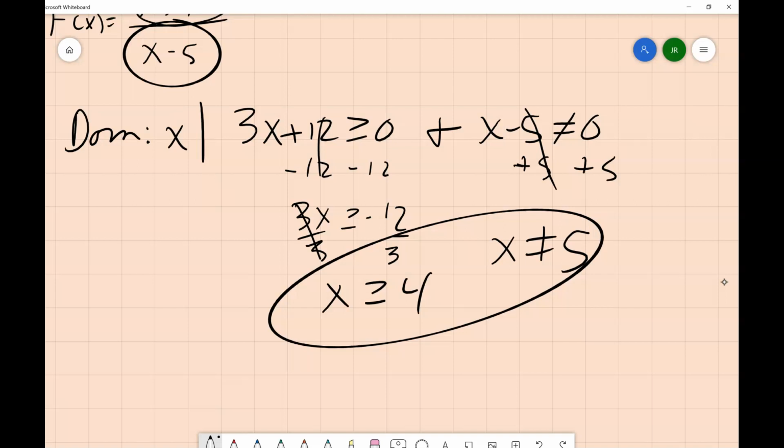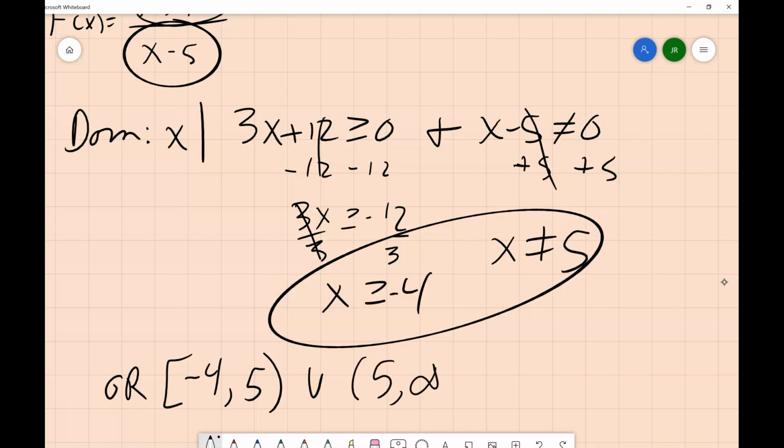And if I write that as an interval, I would say it's supposed to be a negative 4, right? Where's my negative sign? I thought I had a negative sign. Maybe it went away. All right, so anything greater than or equal to negative 4, but not 5. So I would say negative 4 to 5. I've got a bracket on the negative 4, a parenthesis on the 5. It can be negative 4, but it can't be 5. Anything between negative 4 and 5 is good. Union 5 to infinity.